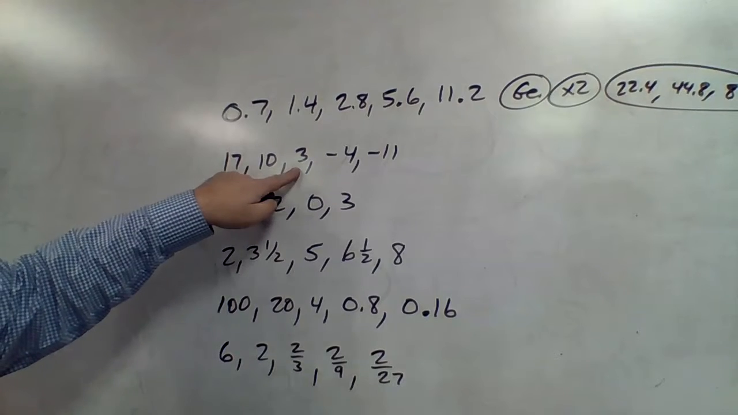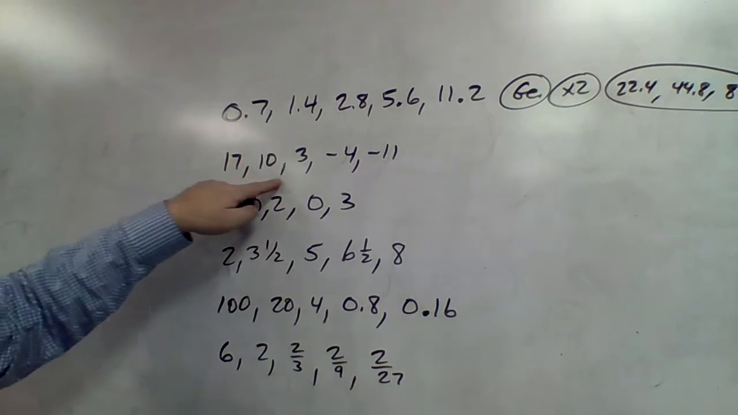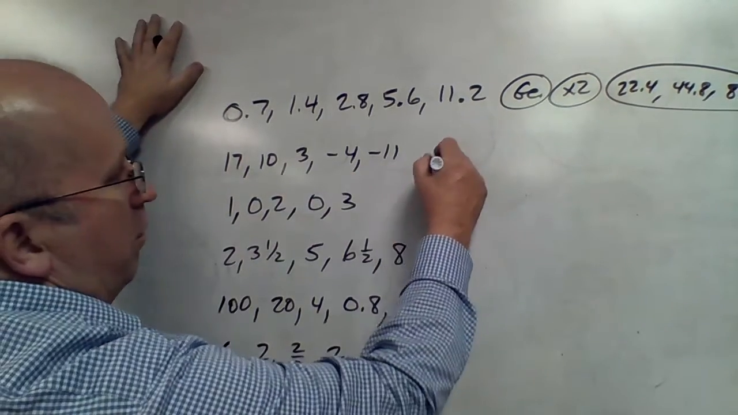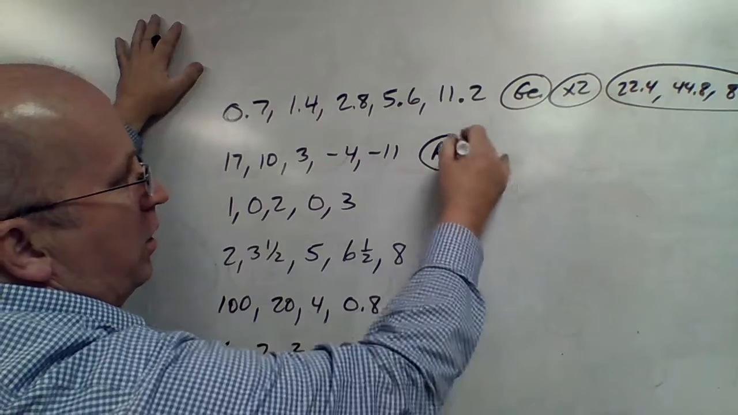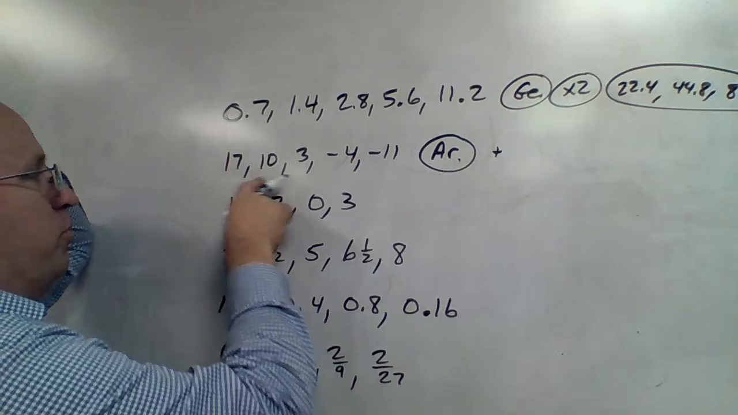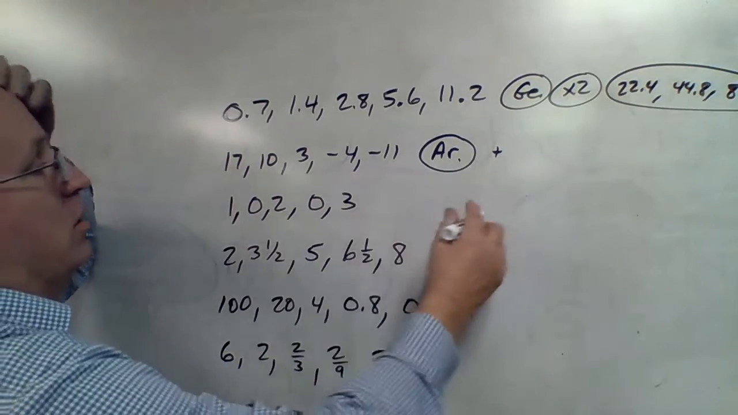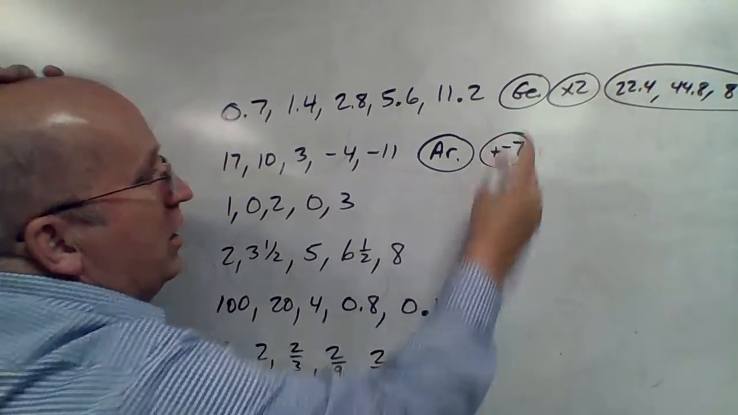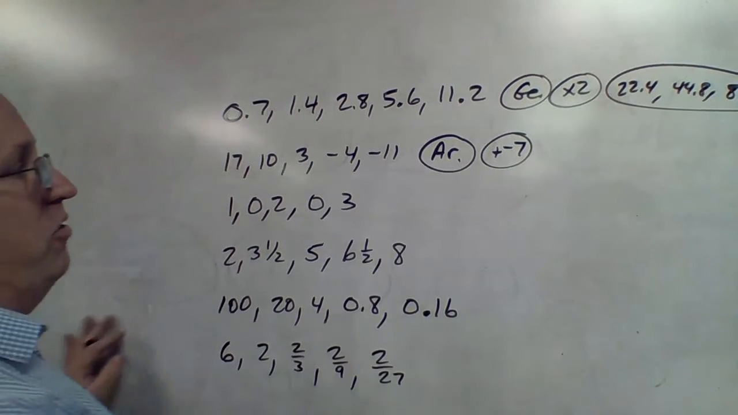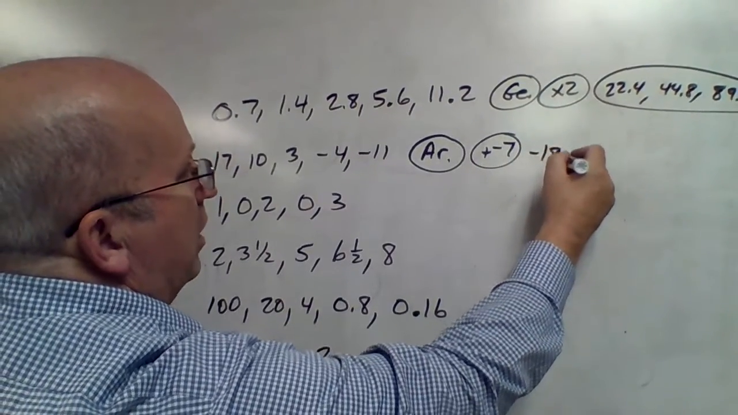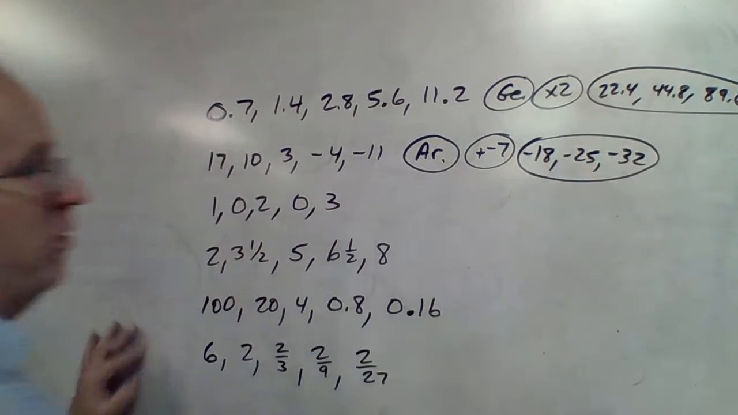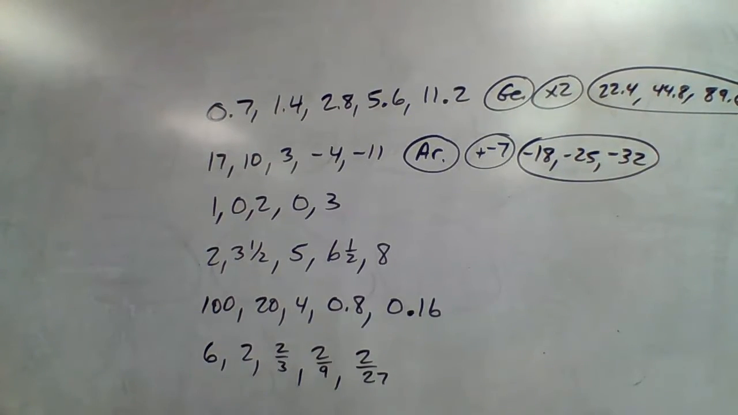17, 10, 3, -4, -11. What's going on here? You might be saying, oh, that's subtracting of 3. But I'm going to call it an arithmetic pattern because we're adding. I'm sorry, did I say subtracting of 3? That's wrong. That's subtracting of 7, isn't it? Subtracting of 7. So I'm going to call that adding of a -7 because adding of a -7 is the same thing as subtracting 7. And the next three numbers in the pattern would be -18, -25, and -32. Because I'm still just subtracting 7 or adding a -7.